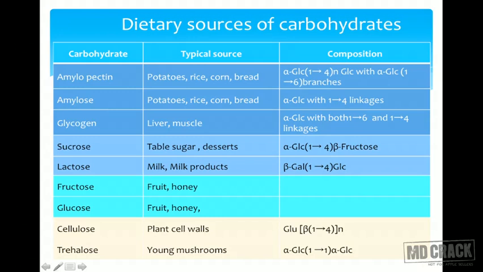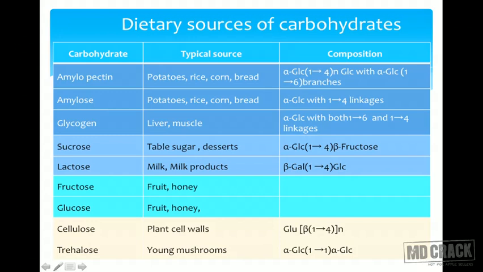Another important source of carbohydrate is sucrose. How do you take it? Table sugar, desserts, ice creams, anything you eat, gulab jamun you eat, you are eating sucrose. So, it is again made up of glucose and fructose in 1,4 linkage. Please remember, it is beta fructose in alpha 1 beta 4 linkage.